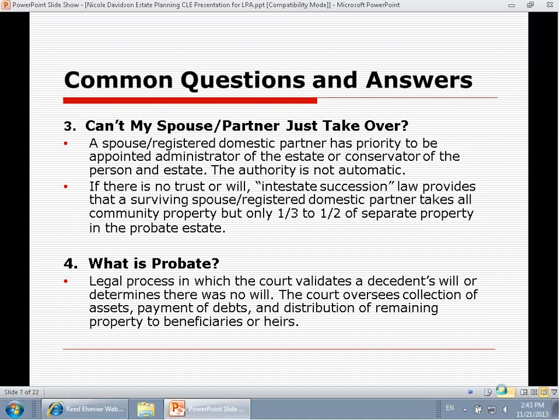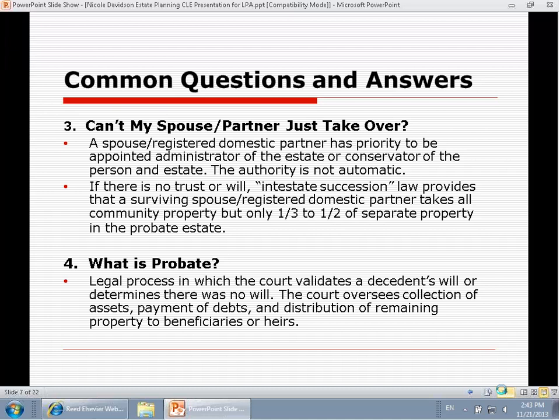As far as if no trust or will, intestate succession law provides that the surviving spouse or registered domestic partner will receive all of the community property. But if there is any separate property, maybe that was acquired before the marriage, or maybe it was a gift or an inheritance solely to the decedent, the surviving spouse or partner will only receive somewhere between 1/3 and 1/2 of that property.